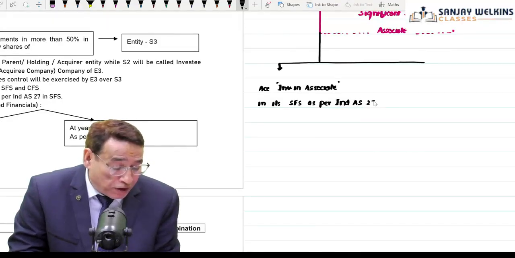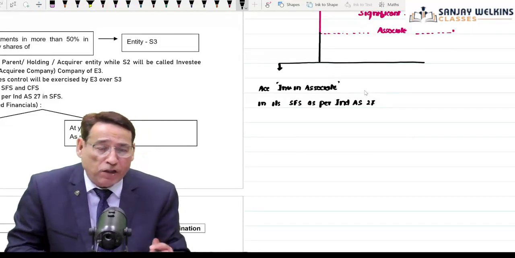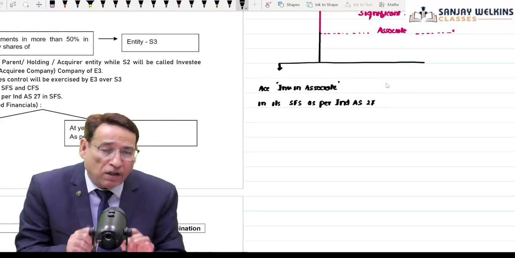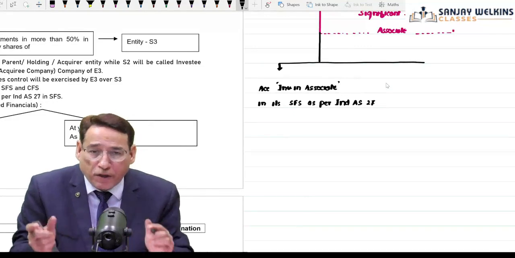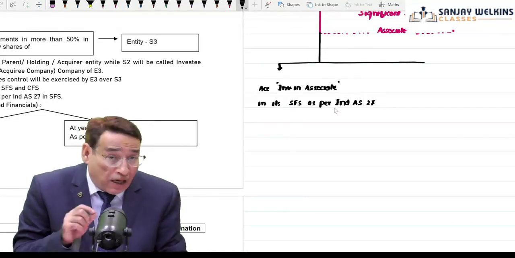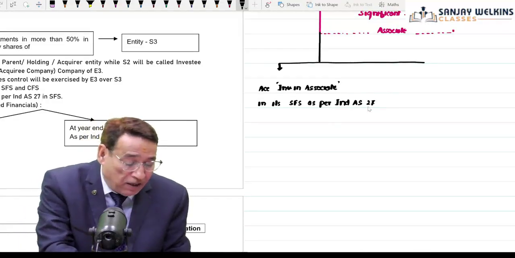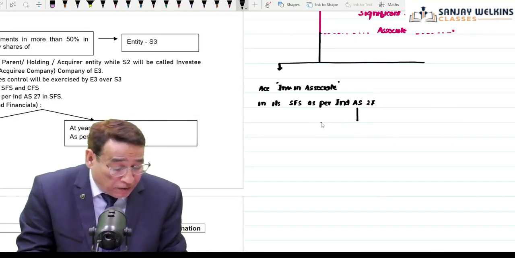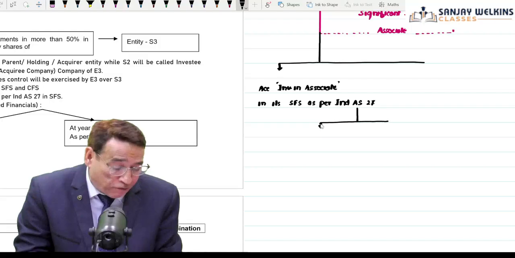Whatever investment the investor entity has made in the associate entity, the investor entity is going to put that investment on the asset side in its separate financial statement, as per Ind AS 27. But what exactly does Ind AS 27 state? Ind AS 27 states that the investor entity can record the investments either at cost or at fair value.